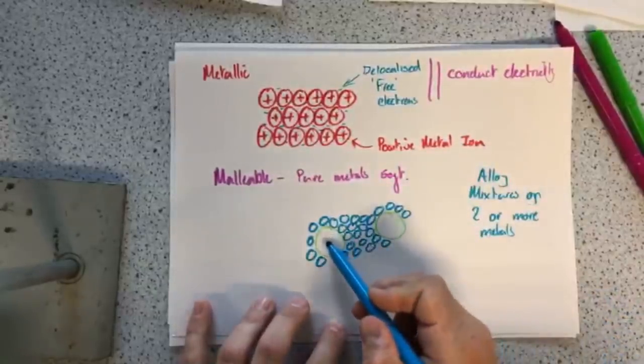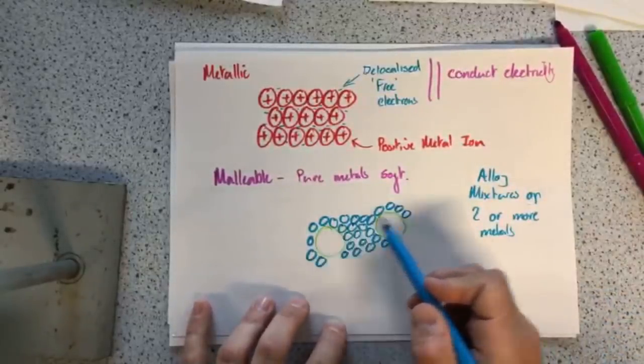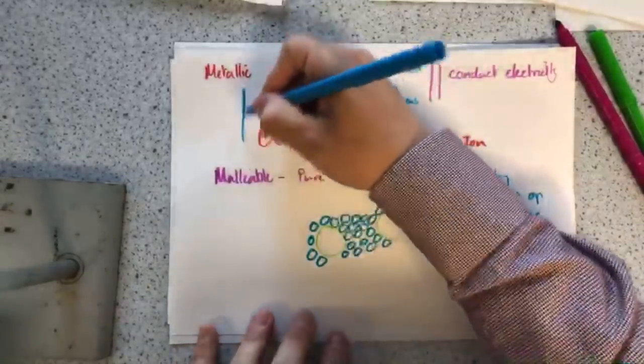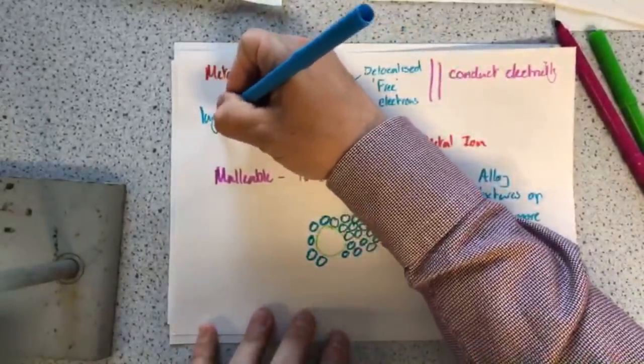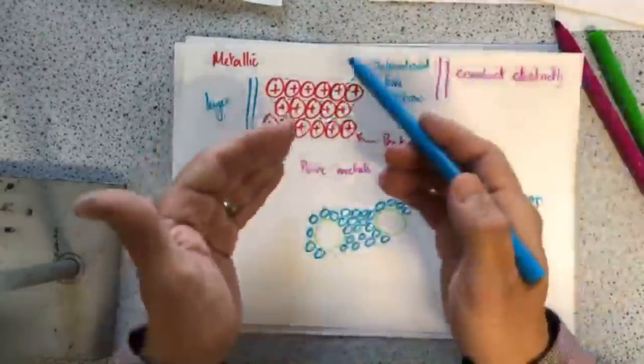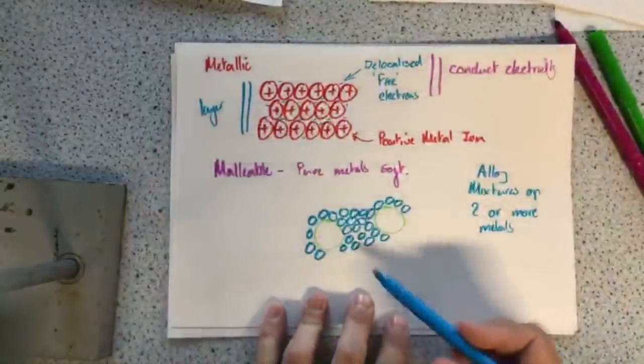So in this situation where we've got two different types, the large ones and the small ones, these are not in layers anymore. In the metallic bond here, these are a very even layered structure. These ions move backwards and forwards. In this one, they are much more fixed in place.